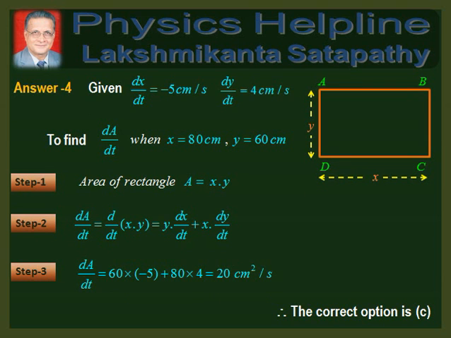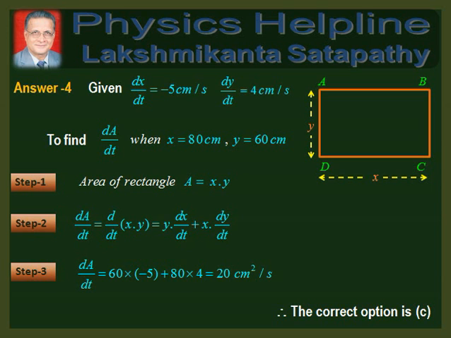Now, we solve the problem in question 4. Consider a rectangle as shown in the figure. The length of the rectangle is AB is equal to x and its breadth is AD is equal to y. It is given that length decreases at the rate of 5 centimeters per second and the breadth increases at the rate of 4 centimeters per second. Therefore, we write dx by dt is equal to minus 5 centimeters per second and dy by dt is equal to plus 4 centimeters per second. We are required to find the rate of change of area of the rectangle, which is dA by dt, when x is equal to 80 centimeters and y is equal to 60 centimeters.